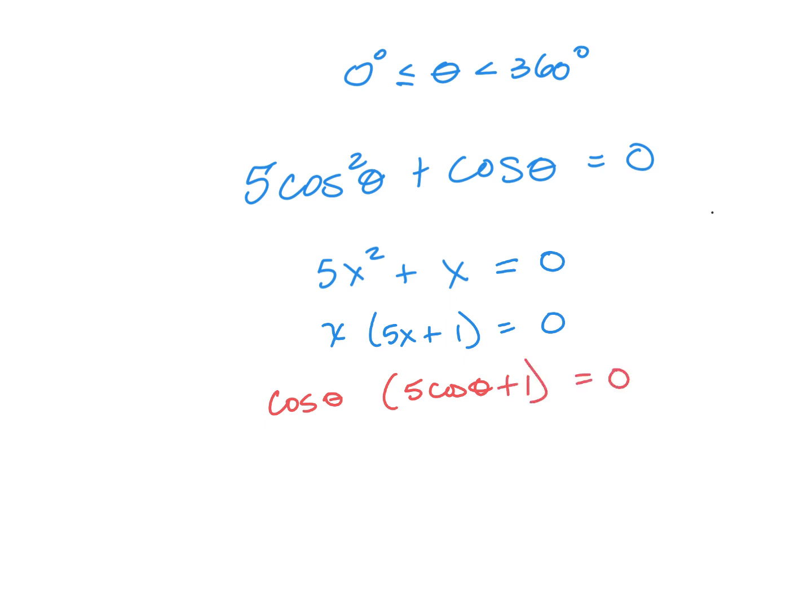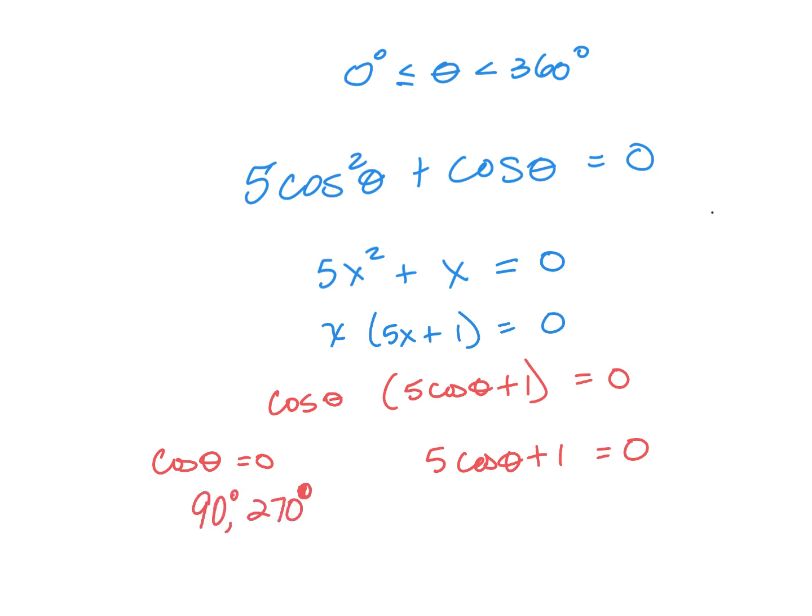Well, what we do when we factor things in algebra is we say if x times 5x plus 1 equals 0, then either x equals 0 or 5x plus 1 equals 0. Okay, so then we solve each one for 0. Well, we're going to do the same thing with the cosine. If it's cosine times 5 cosine plus 1, then either cosine of theta equals 0 or 5 cosine of theta plus 1 equals 0. The first guy's already alone. Who has a cosine of 0? And you can check your unit circle for that one.